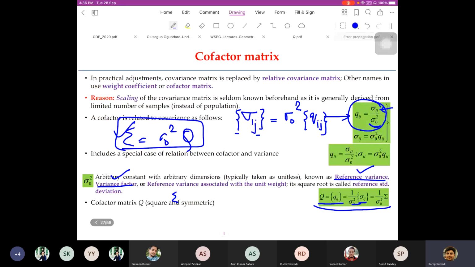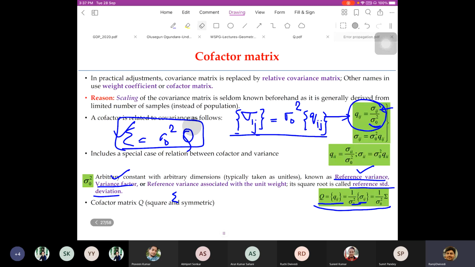And in terms of finding that alternative, you will use this cofactor matrix, which will be given on a sample basis. And this is related to the variance-covariance matrix with the help of the reference variance, or variance factor, or reference variance associated with unit weight. Okay, and its square root is called the reference standard deviation.